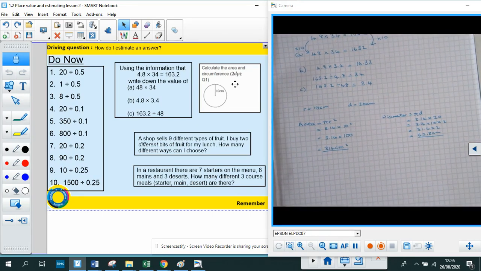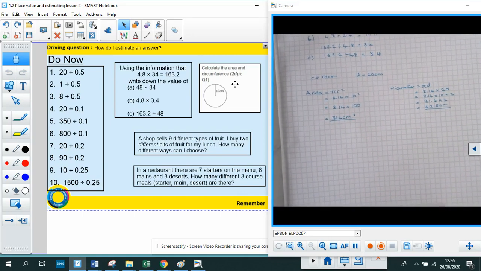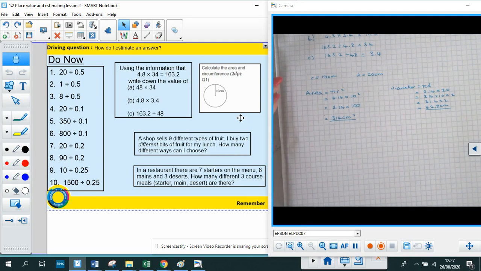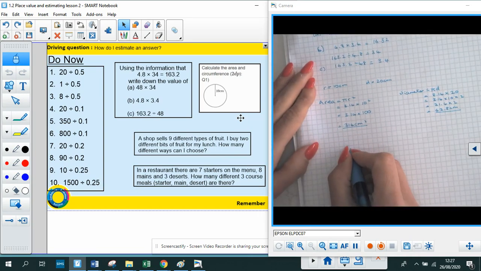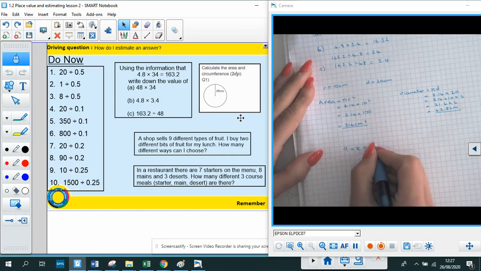Okay, now we're going to recap two questions on the product rule. First question. A shop sells 9 different types of fruit. I buy 2 different bits of fruit for my lunch. How many different ways can I choose? Right, so we have 9 multiplied by 8, which is 72.